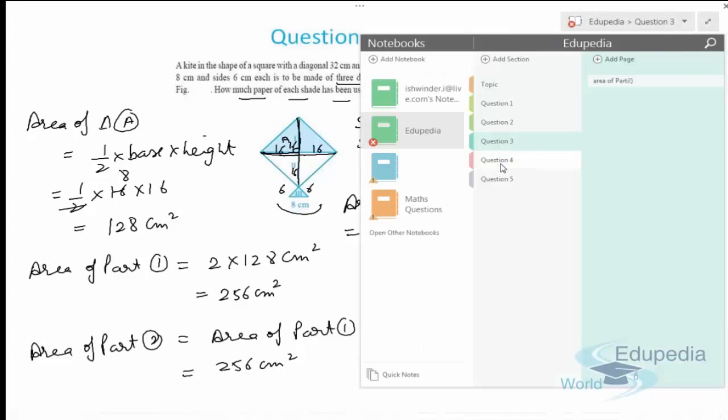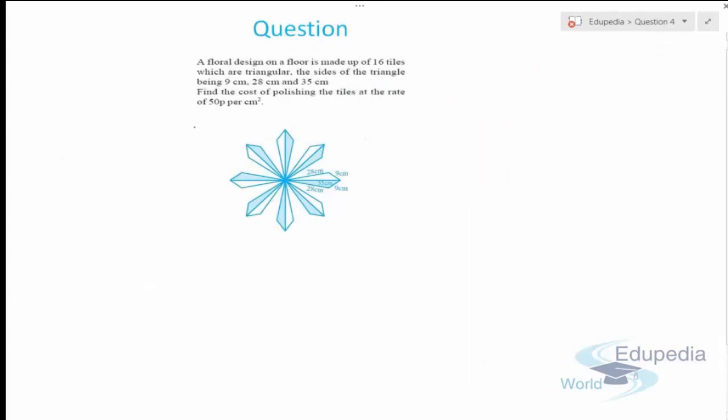Now let's discuss the next question, question number 4. Question number 4 says that a floor design on a floor is made up of 16 tiles which are triangular in shape. The sides of each triangle are 9 centimeter, 28 centimeter, 35 centimeter. We need to find the cost of polishing the tiles at the rate of 50 paisa per centimeter square. So let's see how we can do this.